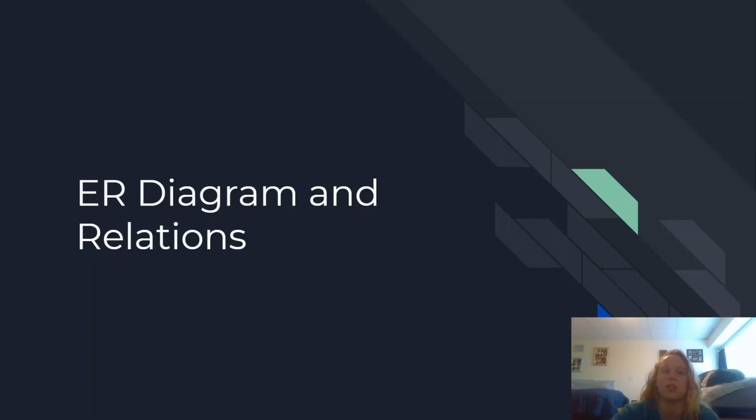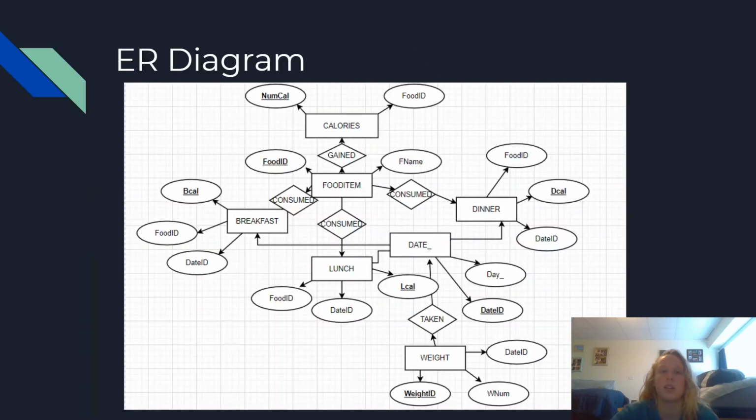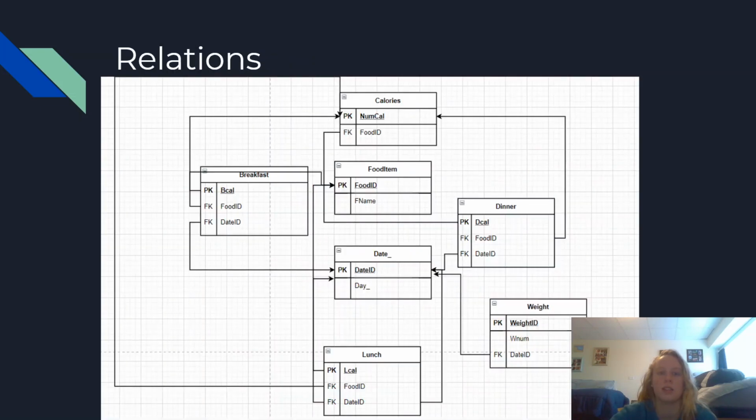So these are the ER diagram and relations. As you can see, the ER diagram represents each of the tables and the relationships, or in this case, entities right now with their attributes. And then these are the relations from the ER diagram. You can see each of the tables with their attributes, or what will now be columns in the database.